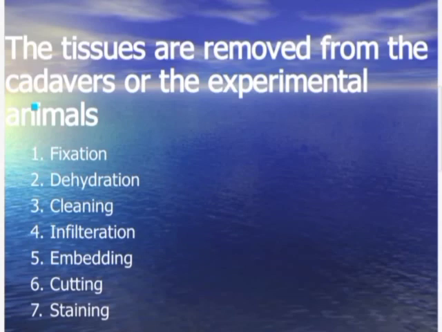We will put this tissue or this organ in 70% alcohol for 1 hour, then we will put this tissue in 80% alcohol for 1 hour, then we will put this tissue in 90%, 95% and absolute alcohol, and in this way we are doing the dehydration process.